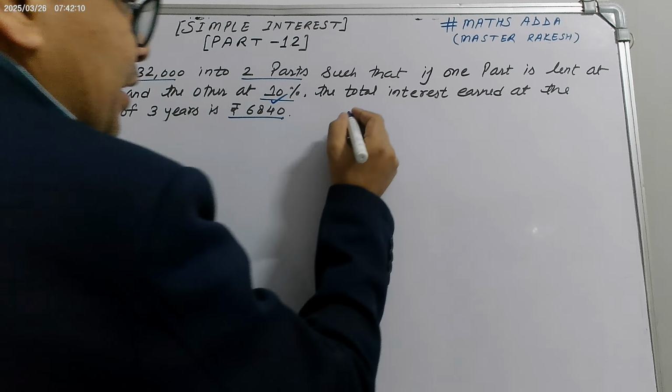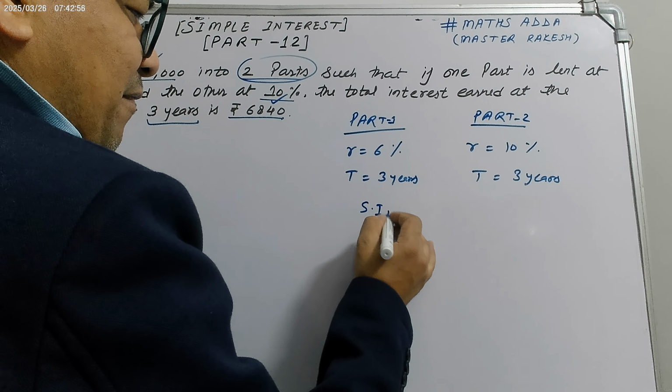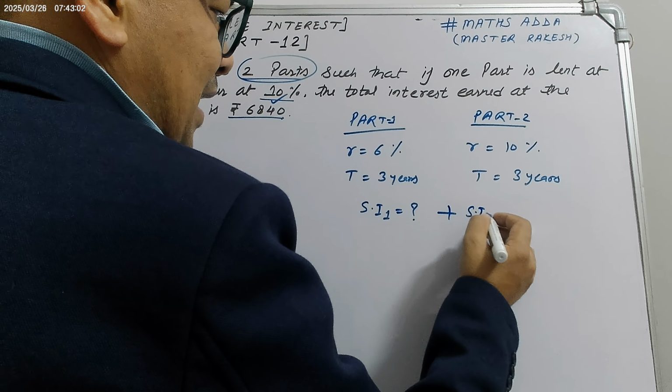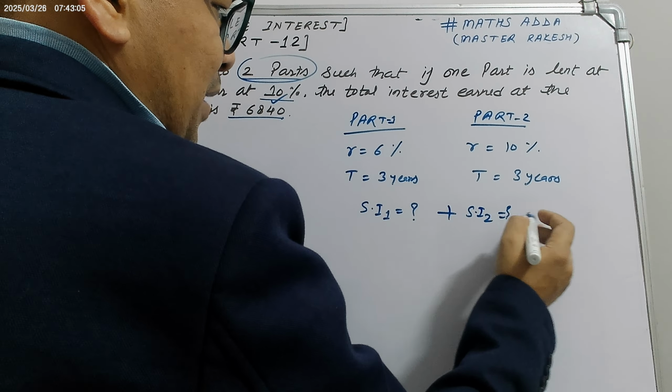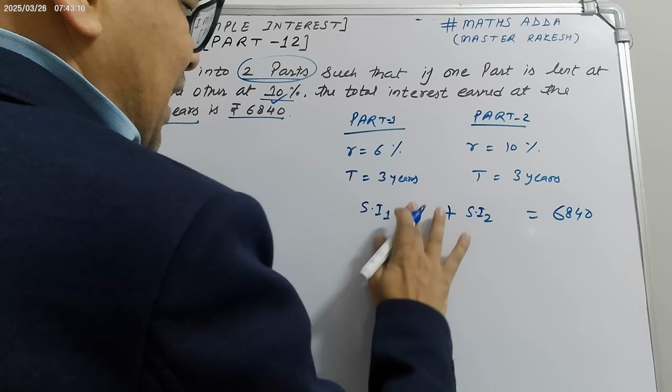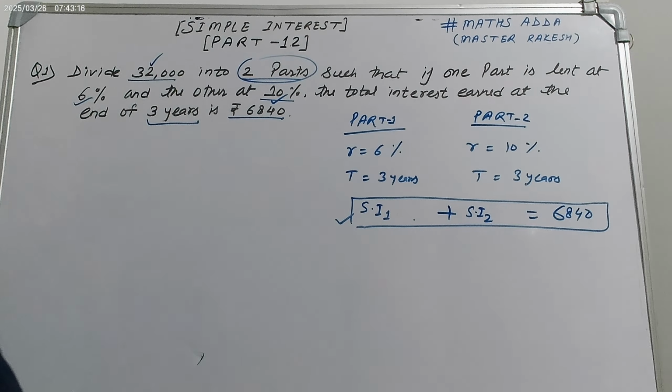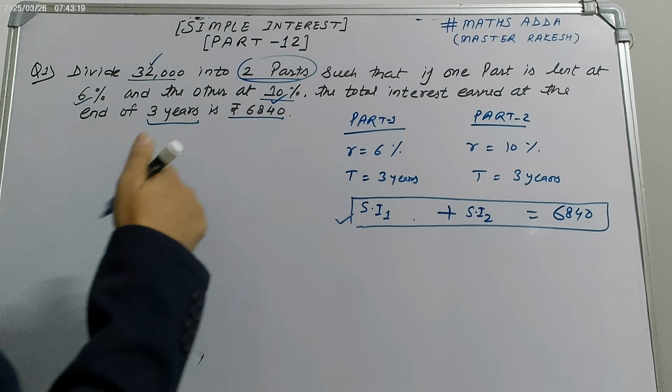The total interest in 3 years is given. So t equal to 3 years. Total interest means SI1, whatever it will be, plus SI2, whatever it will be, both sum equal to 6840. So SI1 plus SI2 will make 6840. So we have to make 32,000 into two parts.